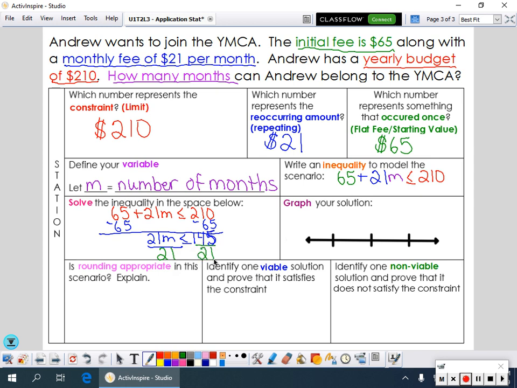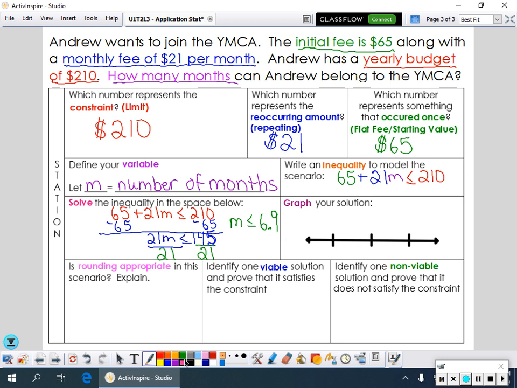And when we do that, we find out the number of months is going to be less than or equal to 6.9. It comes out to be a really big long decimal, but I'm just going to leave it at 6.9. And you might be thinking, wait a second, what does that mean, 6.9 months? We'll talk about that in a second. Right now, let's graph this.